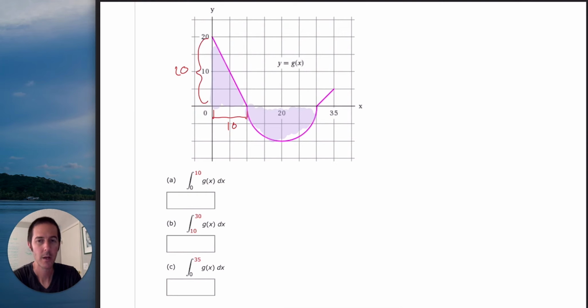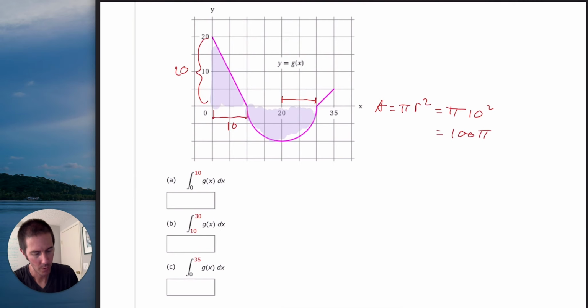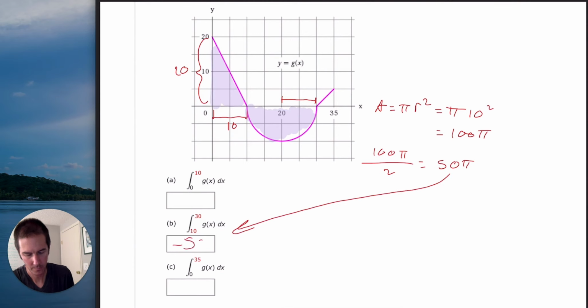So be careful there, and let's see, this circle has a radius of 10. We're going from 10 to 30, which is a total distance of 20. Half of that is 10, so the radius is 10. Area of a circle is pi r squared, which is here pi times 10 squared, which is 100 pi. We only have half of the circle, however, so we'll divide that by 2, and we get 50 pi, but because we're below the x-axis, we do need to type in an answer of negative 50 times pi.